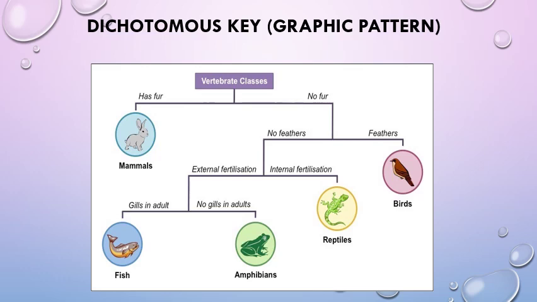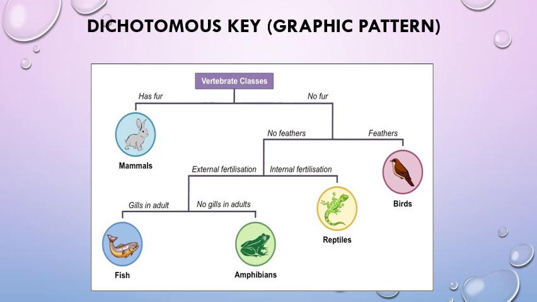So the option no fur is divided into two more choices, that is feathers and no feathers. If the feathers are present, then it will be a bird, and if no feathers are there, then again divide it into two options, that is internal fertilization and external fertilization. If any one of the organisms which you are having for identification follows internal fertilization, then it will be from class Reptilia.